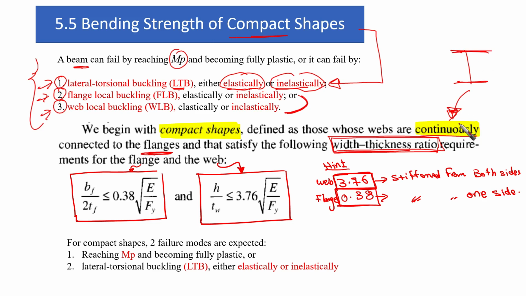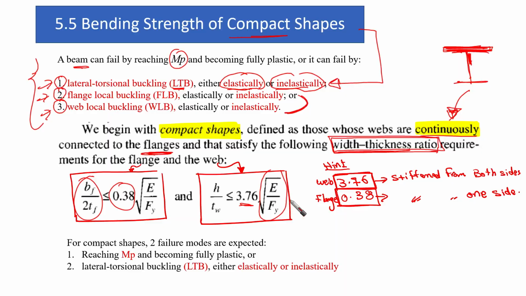section. Okay, so there are two conditions here: continuously connected flange, that the webs are continuously connected to the flange. That's an important issue. And the second is that the width to thickness ratio for the flanges and the webs meets these conditions: 0.38 radical of E over F yield for the flange, and for the web it is going to be h over t web less than or equal to 3.76 times the radical.